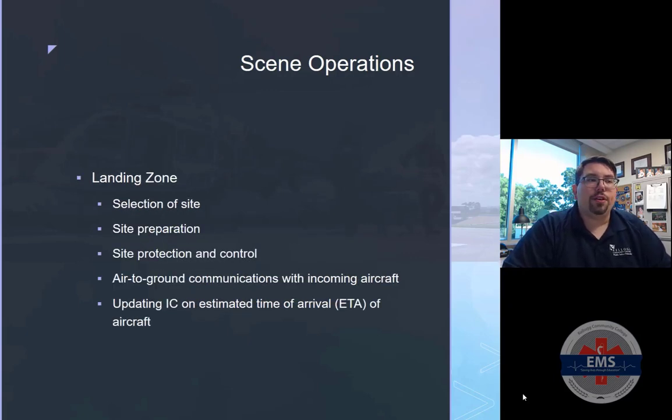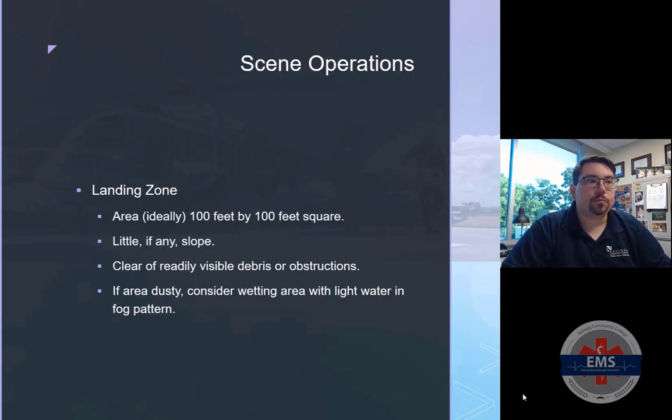When you're thinking about a landing zone, you've got to pick an appropriate site. You've got to make sure that site is properly prepared. That includes things like no loose soil. It can't be boggy or wet where the aircraft would sink, or unstable ground. It has to be relatively level ground. There's a lot of things that come into play with that. We also want to watch for things like power lines or any hazards in the area that may need to be protected. Ideally, you're going to have a 100 by 100 square feet area with little to no slope. You need to have it clear of any type of debris or obstructions.